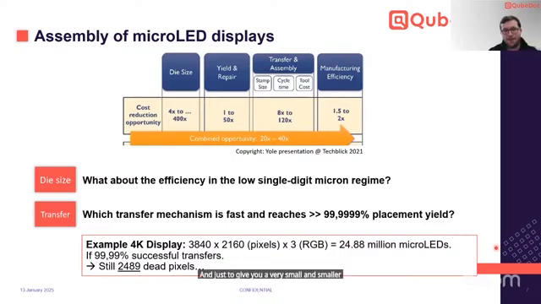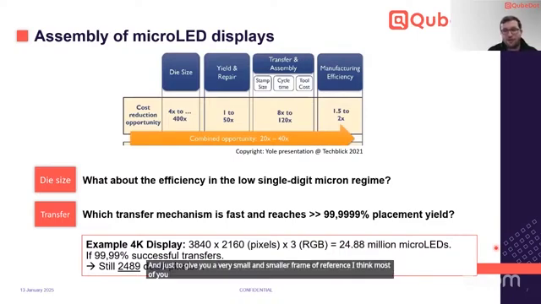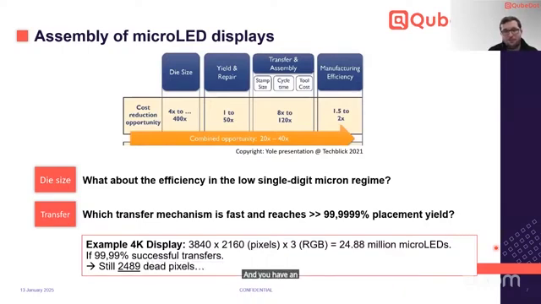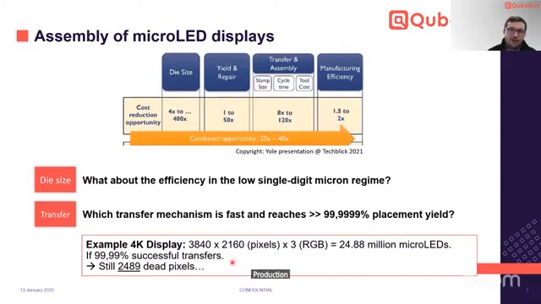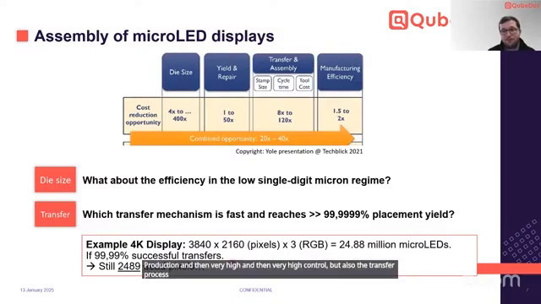Just to give you a very small frame of reference, I think most of you know these calculations. A 4K display has roughly around 24.8 million micro-LEDs. If you have a successful transfer rate of 99.99, you would still end up with 2,500 dead pixels. And that's nowadays not really acceptable, which here means that you have to have very high control of the production, but also the transfer process has to be very, very fast and has to be completely under control.